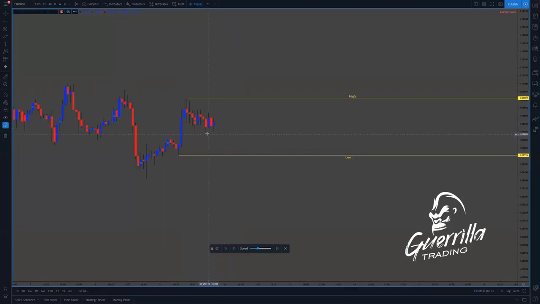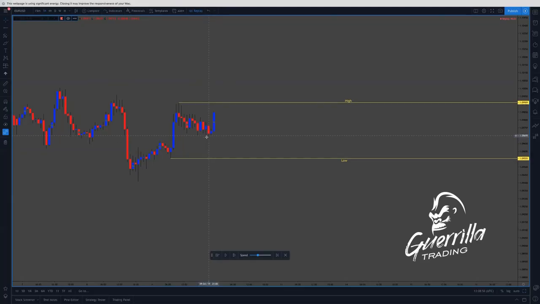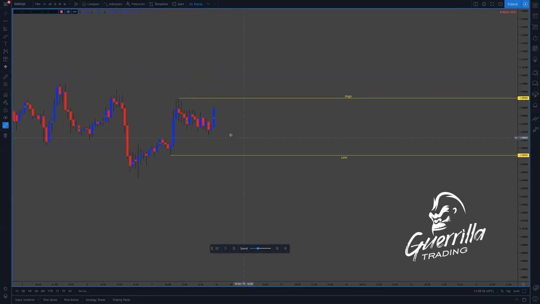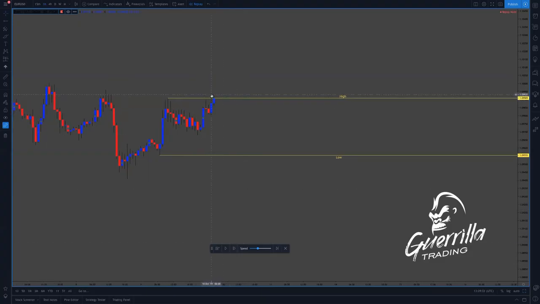But again, this current low at the minute does not confirm as a low until we take out this high. As you can see, another low has come. Now this low is still not confirmed until we take out this high. And as you can see now, that high has been taken out. So that is confirmed as the low once we break that high.